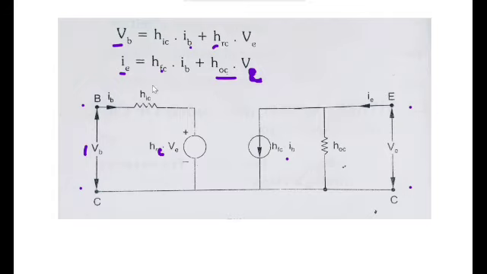This is all about the notations of H parameters in different configurations, and these are the equivalent H parameter circuits in different configurations. We have seen all of this, and in the next sessions we will discuss approximate models of a BJT.